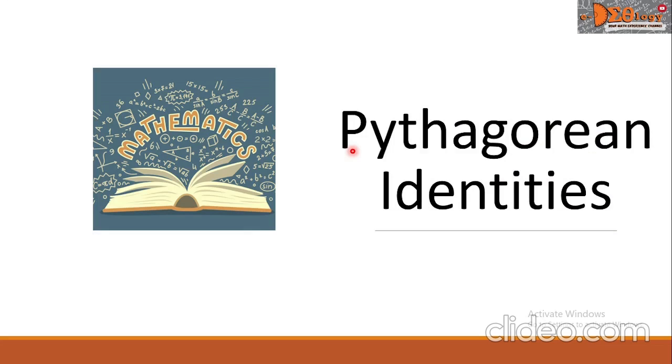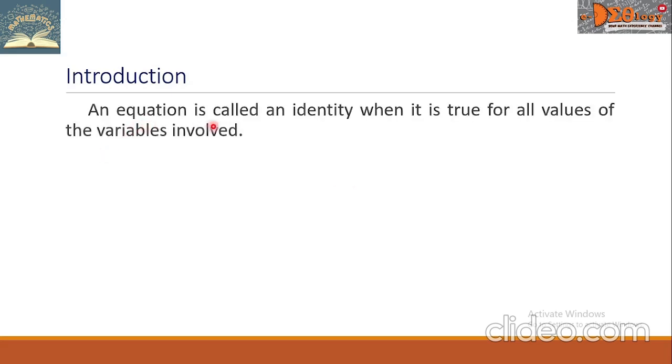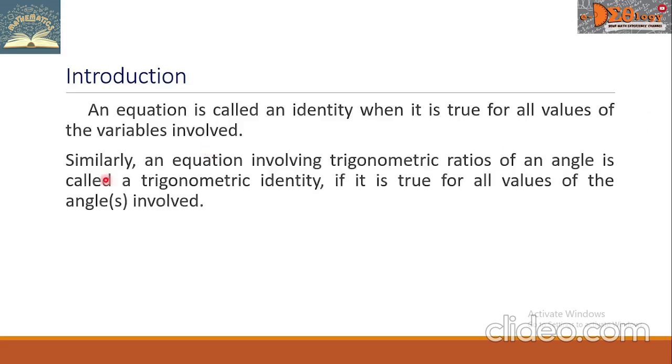Hi everyone, today we're going to study Pythagorean identities. An equation is called an identity when it is true for all values of the variables involved. Similarly, an equation involving trigonometric ratios of an angle is called a trigonometric identity if it is true for all values of the angles involved.